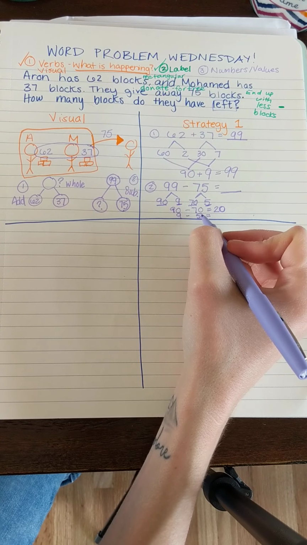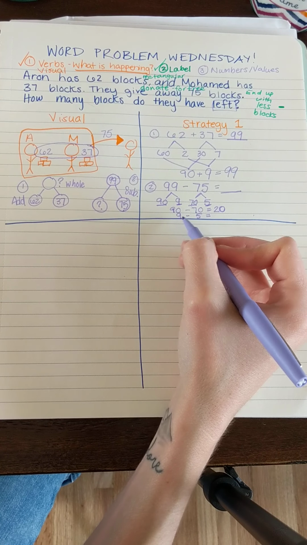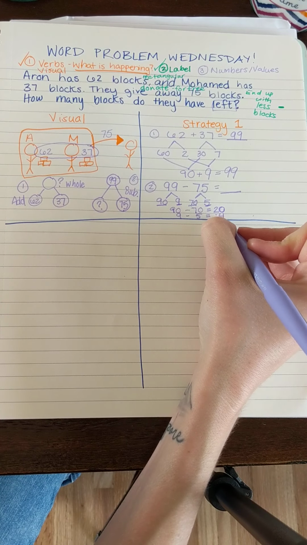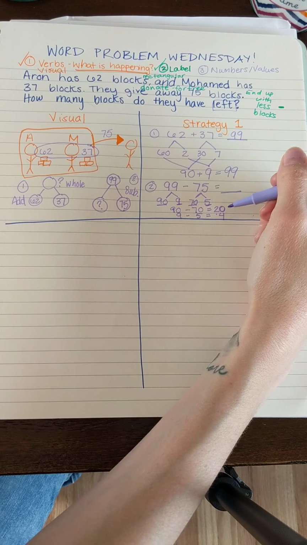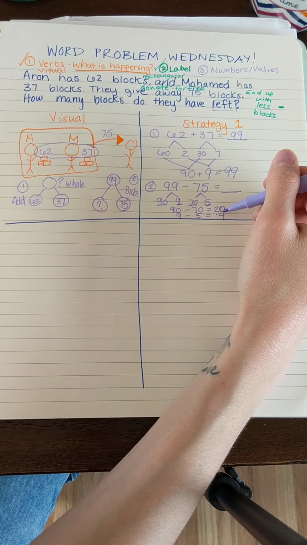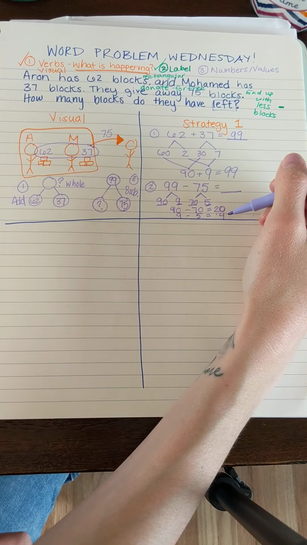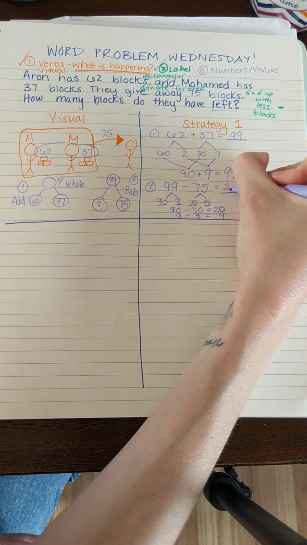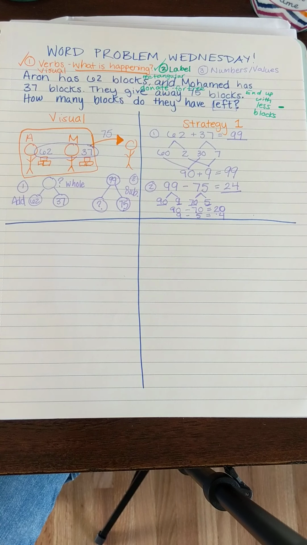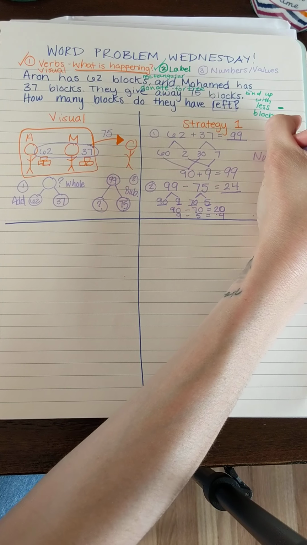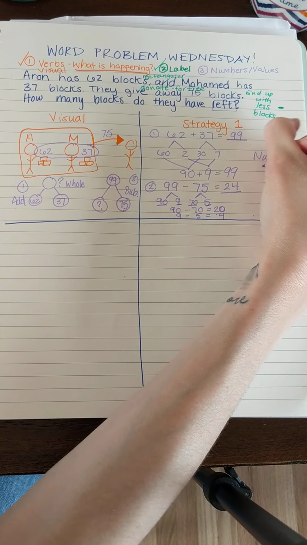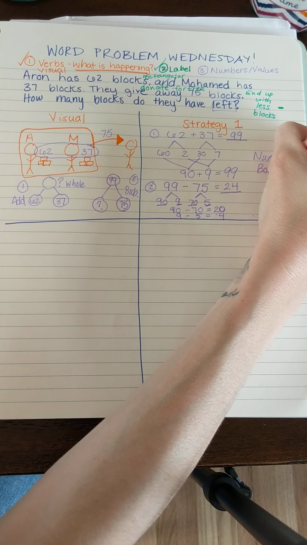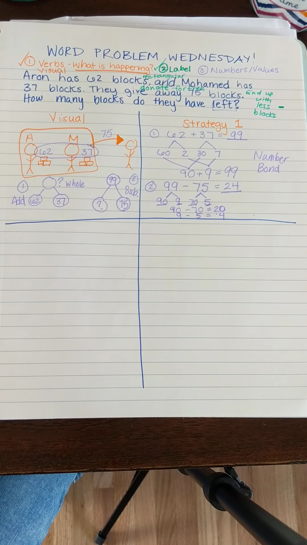I know 9 take away 5 is the same as thinking like 5 and how many make 9? That's 4. Oh wow, okay. So here's what I'm left with. I'm left with 20, 2 tens, and then I'm also left with 4. So 20 and 4 makes 24. So now I've done both steps with the number bond strategy. I'm going to start writing those strategy names out here so you can look at those and think of what strategy you would like to use.